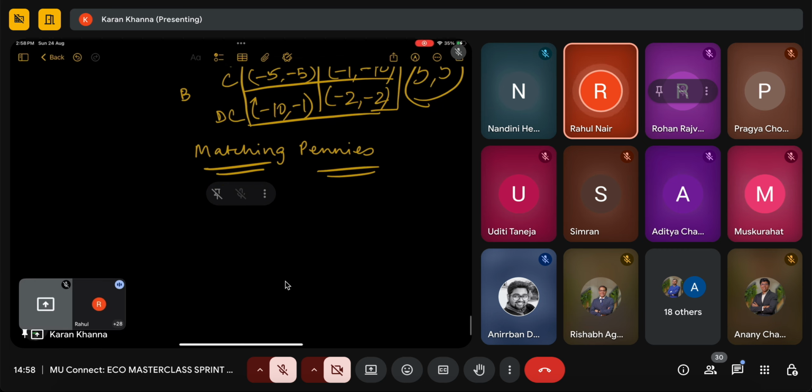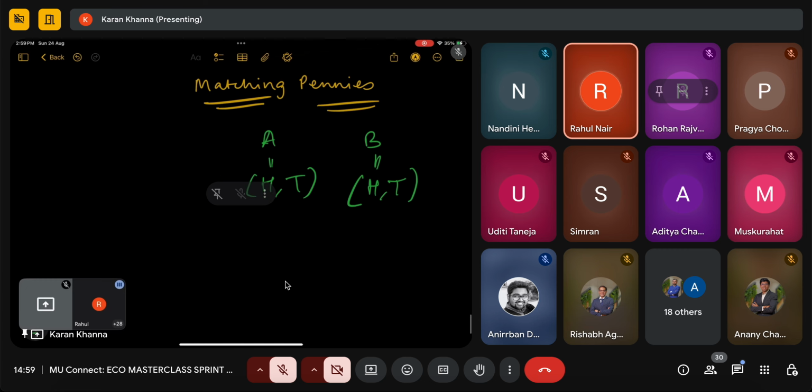In matching pennies, it's very simple. There are two players, and A would get a penny from B if both of them show the same side of the coin. Both of them are either showing H or T, and B would get a penny from A if the sides of the coin are different, right?